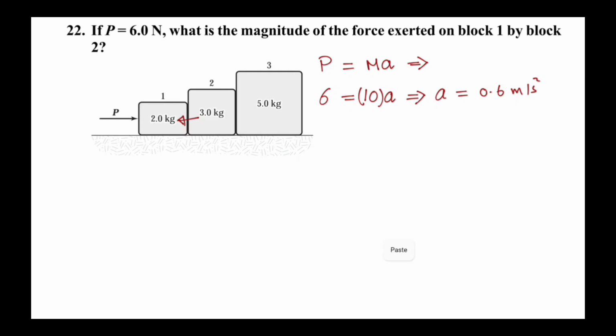Now, the force exerted on block 1 by block 2, let's find this one here. We have P minus this force F2 on 1, so P minus F2 on 1 equals 2A. So F2 on 1 equals 6 minus 12 over 10, or in other words, F2 on 1 equals 4.8 newtons.